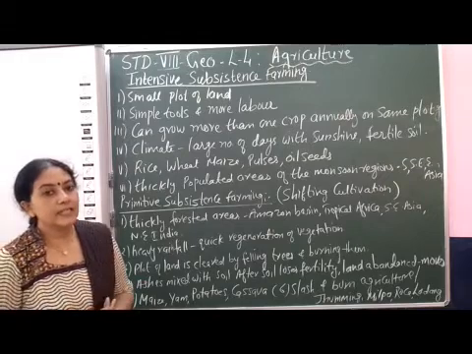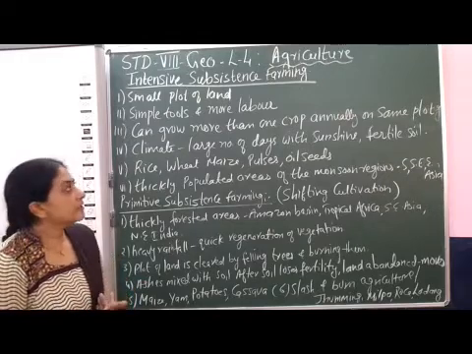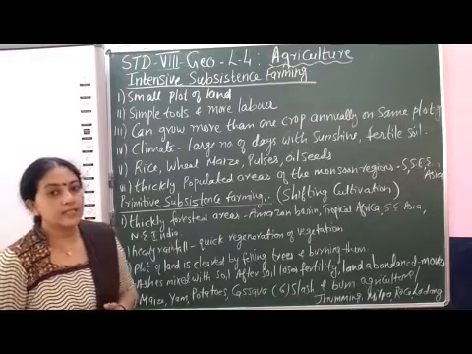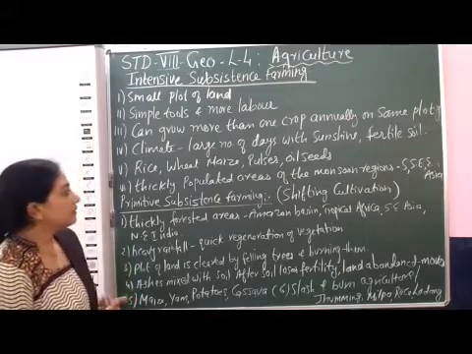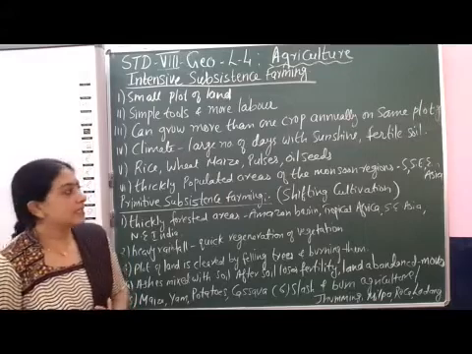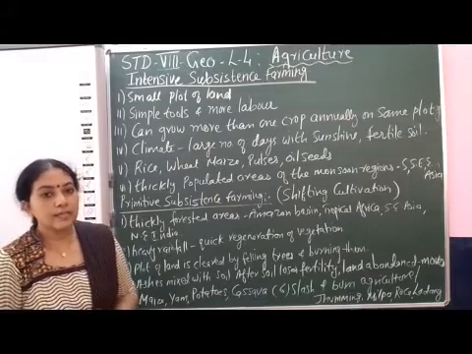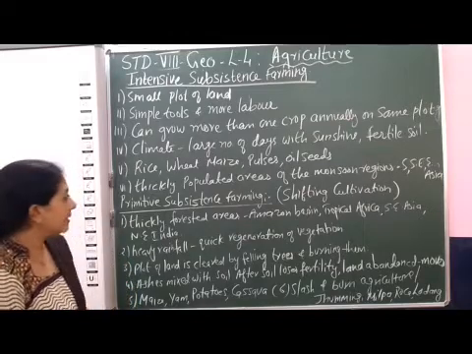Especially rice is the major crop which is grown under intensive subsistence farming. But apart from rice, wheat, maize, pulses and oilseeds are also grown as part of intensive subsistence farming.